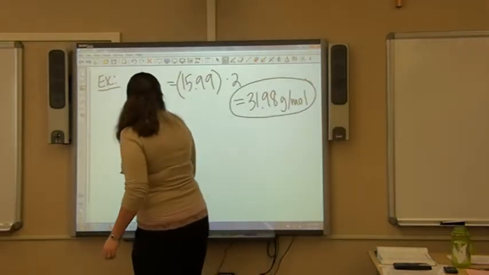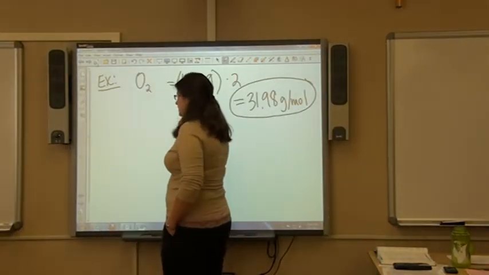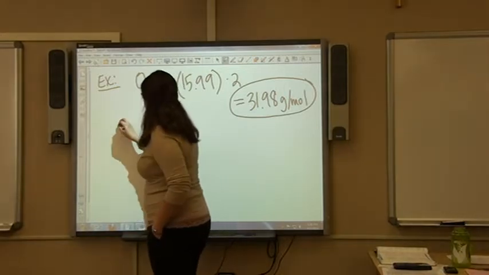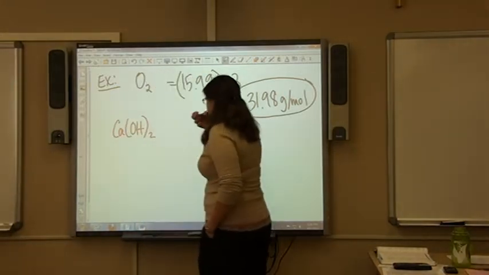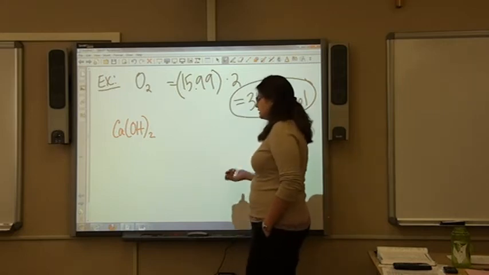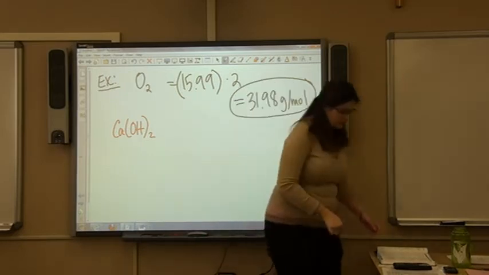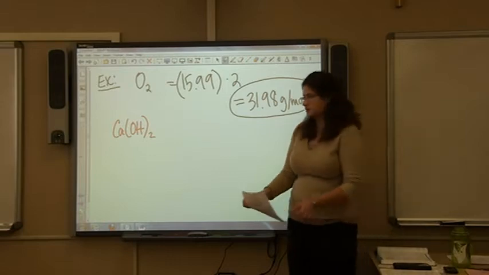Okay, so let's do another example. We're going to get progressively trickier. How about calcium hydroxide? Here we have calcium. You can find that on your table. That's easy.